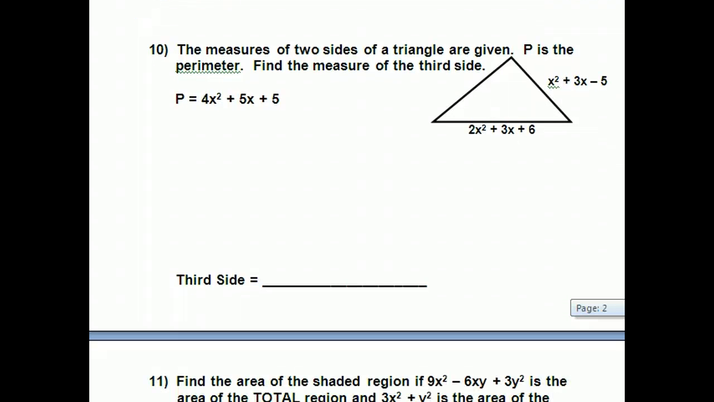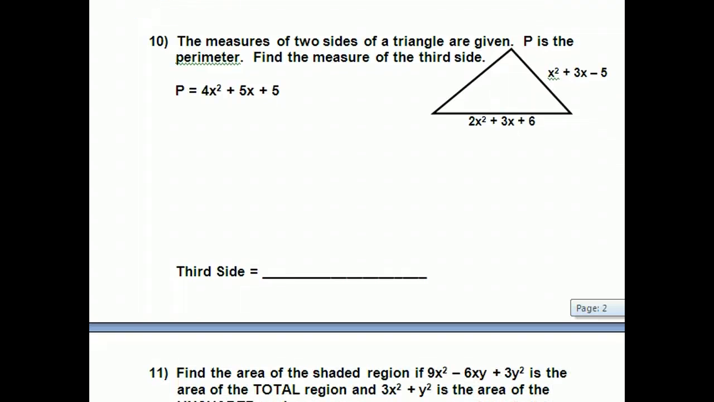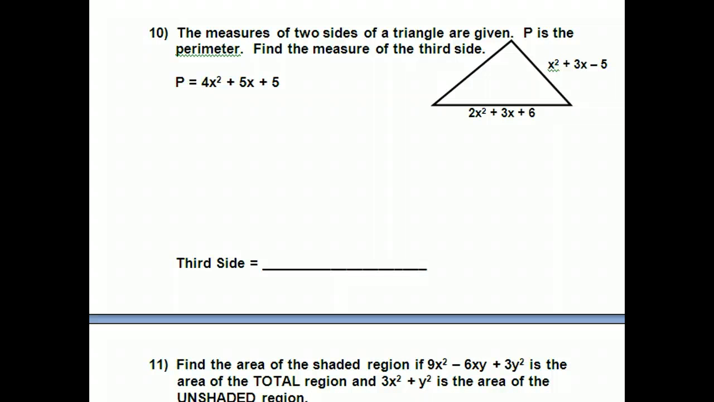10 is a little bit of a problem-solving question. It says the measures of two sides of a triangle are given. P is the perimeter, and it's saying find the measure of the third side. So all we're trying to do is find the distance all the way around the triangle. And they've given us the distance rather than it being constants, like 2 plus 3 plus 4 or something like that. It's giving me the distance in terms of x, in terms of a polynomial, right?